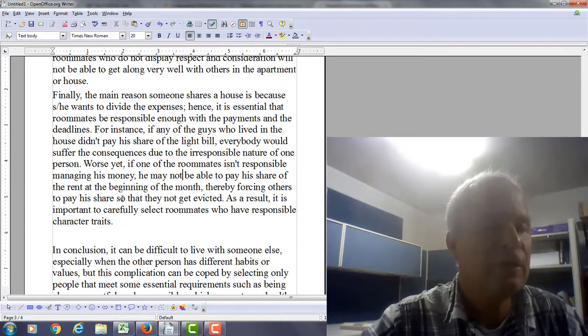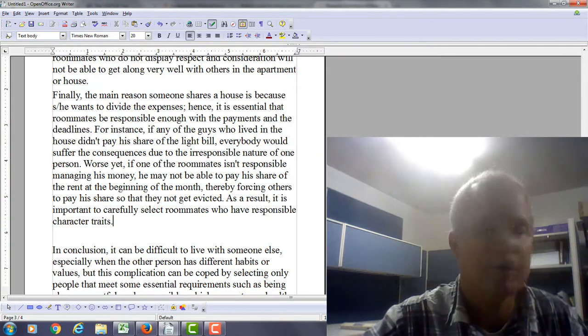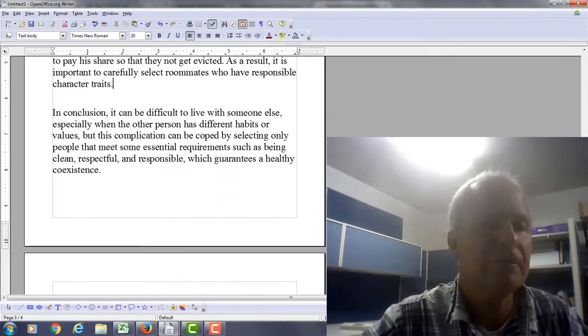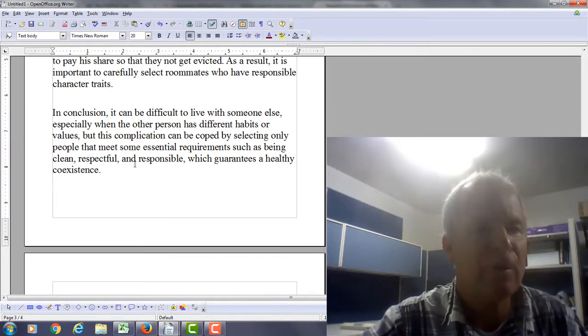As a result, it is important to carefully select roommates who have responsible character traits. In conclusion, it can be difficult to live with someone else, especially when the other person has different habits or values, but this complication can be coped by selecting only people that meet some essential requirements such as being clean, respectful, and responsible, which guarantees a healthy coexistence.